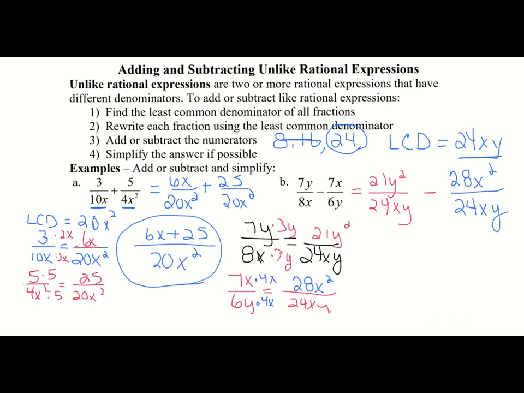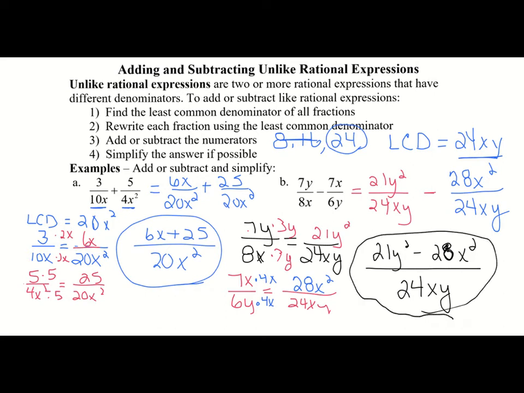And now that I have my common denominator, I can go ahead and do my subtracting here. They're not like terms, so it's going to turn into just being a single fraction again. 21y squared minus 28x squared over 24xy. Now you do want to see if you can simplify. There is a greatest common factor on the top of 7. But 7 and 24 have no common factors, so I really can't do any simplifying. So it doesn't really make any sense to pull it out. So this would be my final answer there.